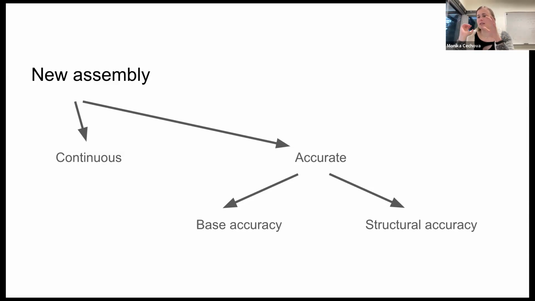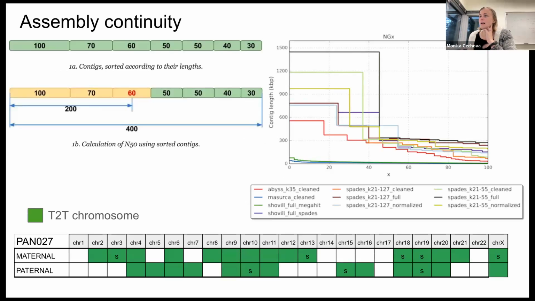And so all of these things matter, and there will also be some trade-offs. If you're willing to have your assembly a little bit more fragmented, then you will make fewer mistakes in joining contigs together. But if you want to analyze your genome as a whole, then maybe you want full chromosomes, even at the cost of making a few mistakes. And so this is just a figure of assembly continuity.